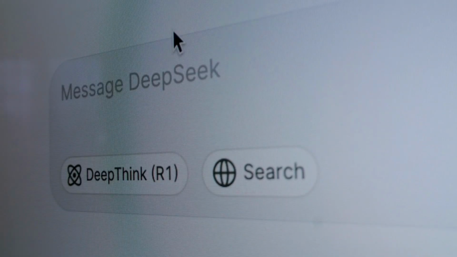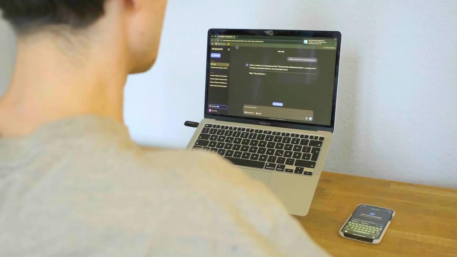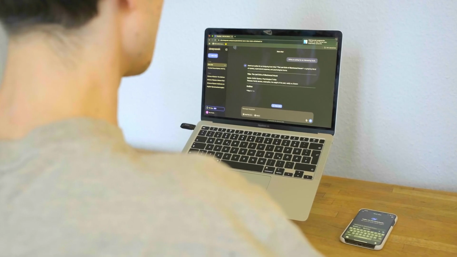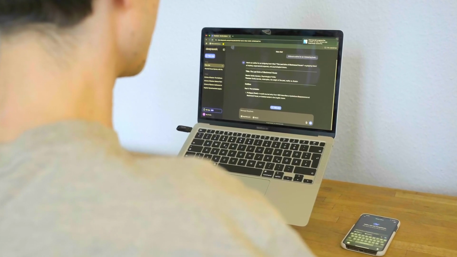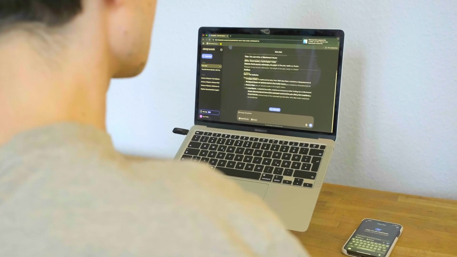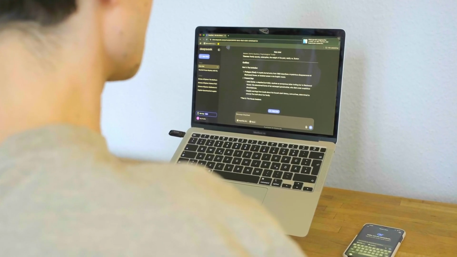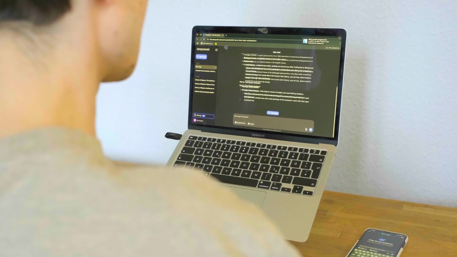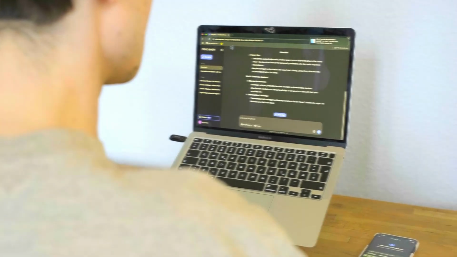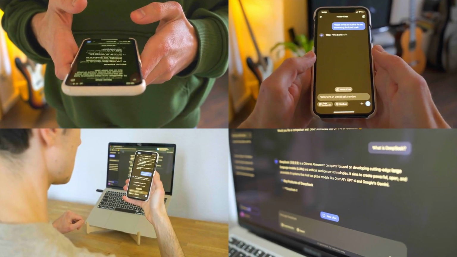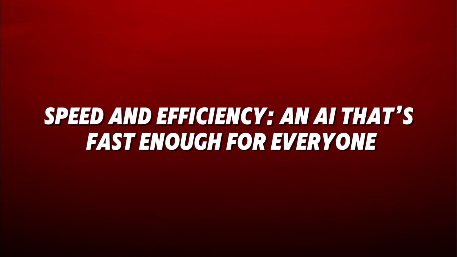The flexibility of this model has massive implications for China's AI sector. By making this cutting-edge technology easily accessible, DeepSeek is encouraging rapid innovation, allowing developers across the globe to leverage AI in ways they never could before. This move is fueling the growth of a thriving AI ecosystem in China, giving it an edge in the global AI race. Speed and efficiency: an AI that's fast enough for everyone.